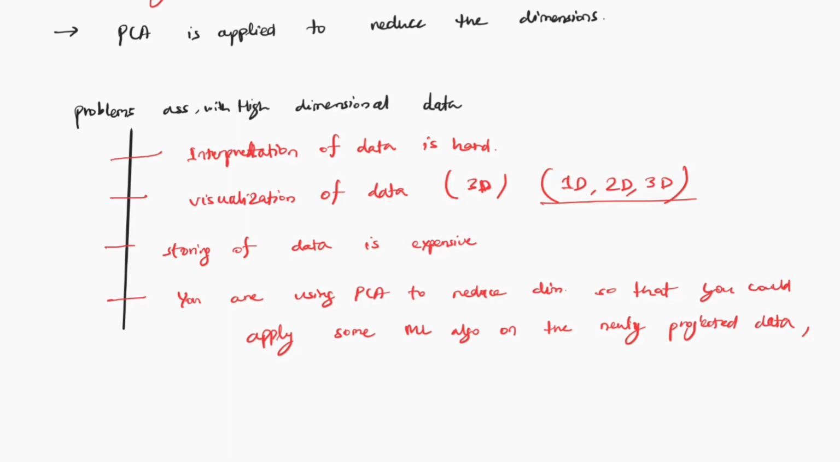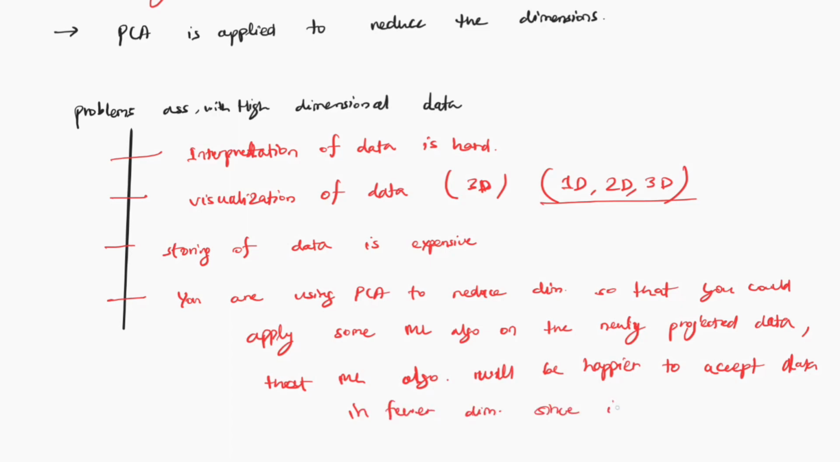And you are going to apply a new algorithm, or maybe some other machine learning algorithm, on the newly projected data, and that ML algorithm will be happier to accept data in fewer dimensions, since it will require less computations.